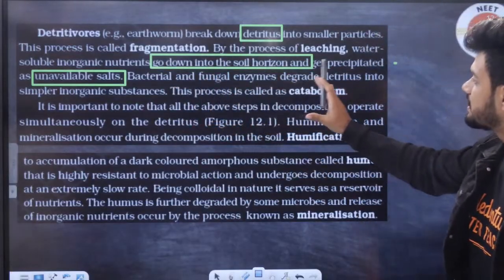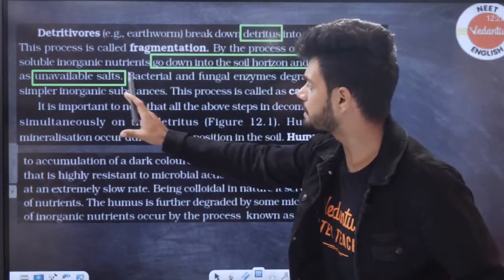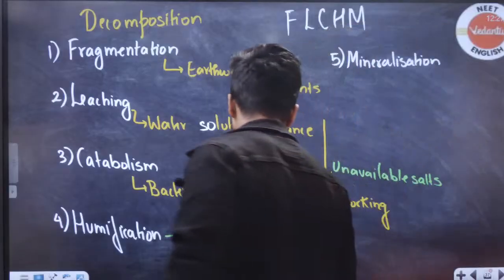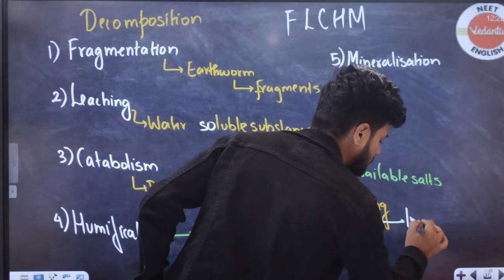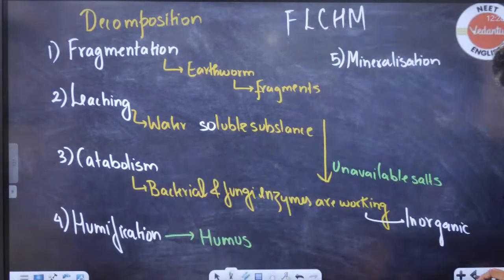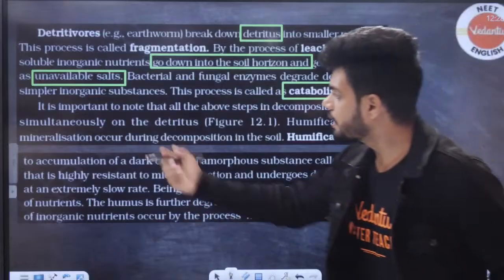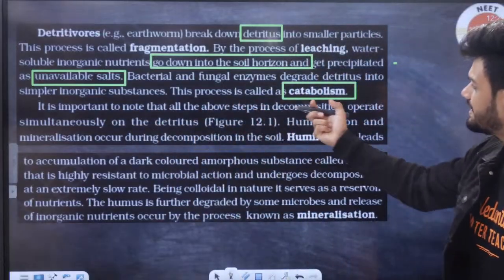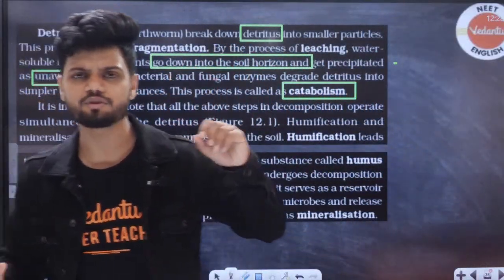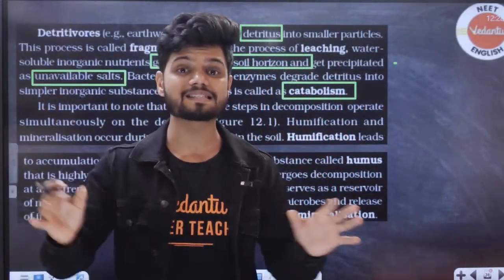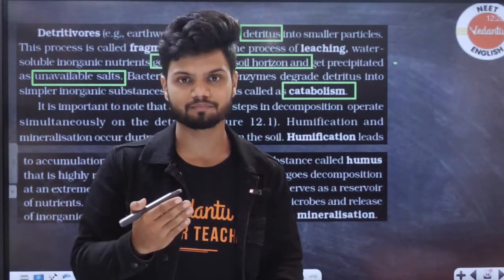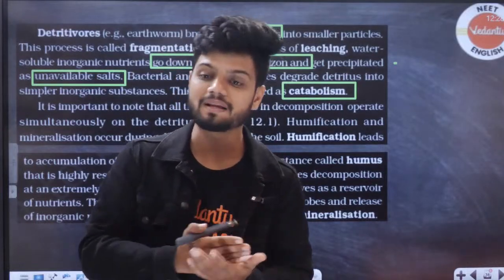Bacterial and fungal enzymes degrade the detritus into simple inorganic substances. This process is called catabolism. It is important to note that all the above steps of decomposition operate simultaneously. It is not like one after another. All of this is happening simultaneously, that is fragmentation, leaching, and catabolism.